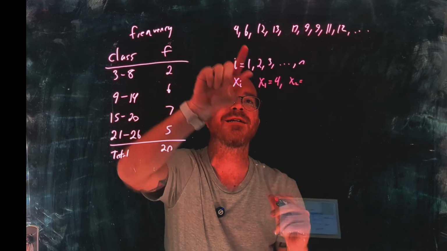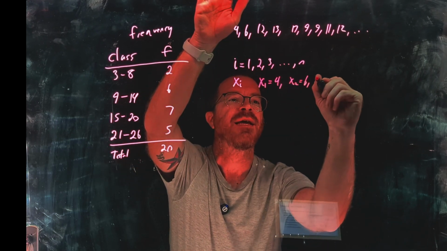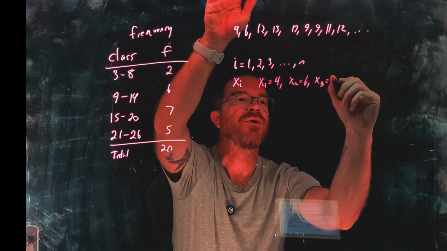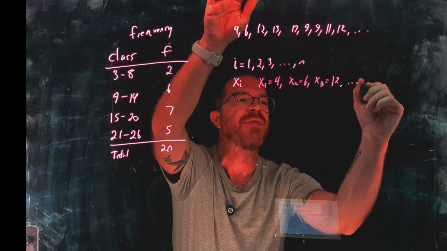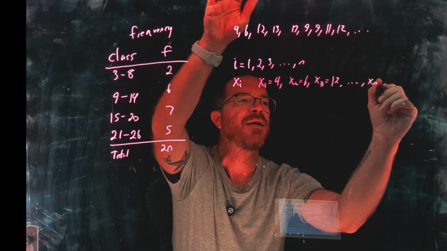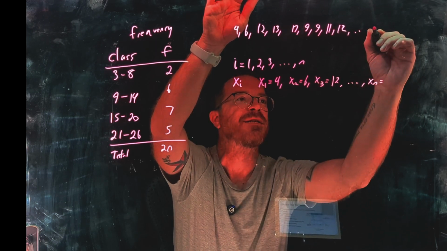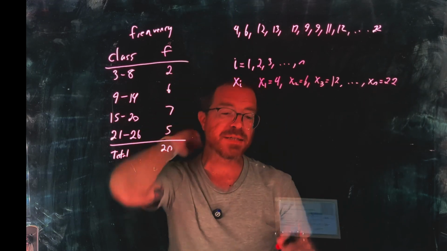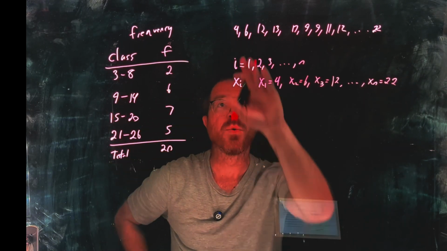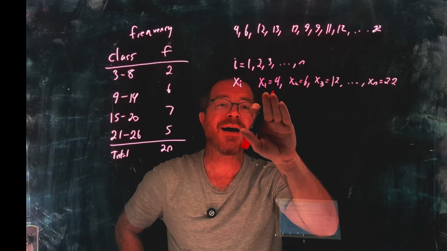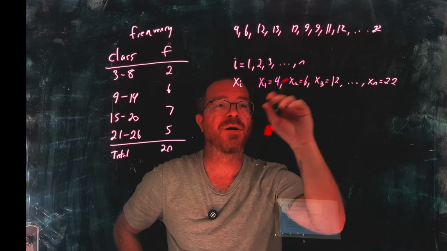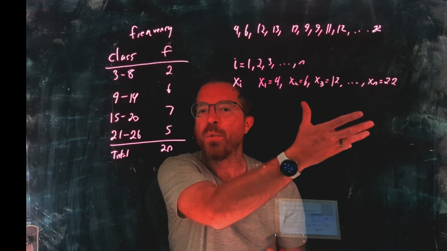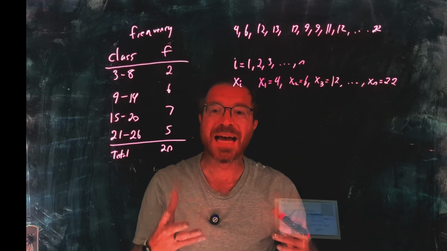Based on the numbers I wrote, that would be 4. x2 would be the second number I wrote, that would be 6. x3 would be the third outcome that I wrote, 12. And then x sub n would be the last data point. Let's say that it's 22. So x is the outcomes: x1, first outcome, x2, second outcome, x3, third outcome, up to whatever nth number you have, your last data point.